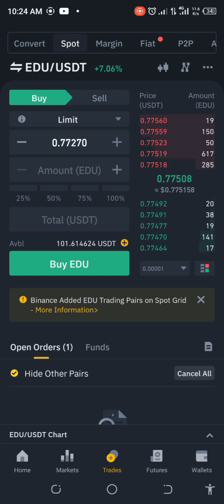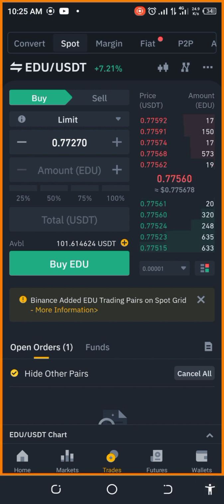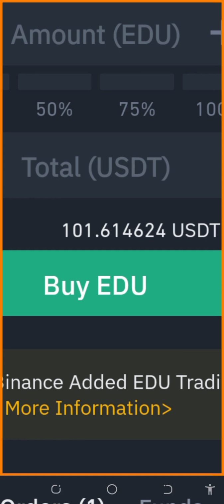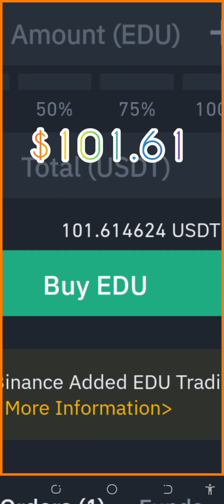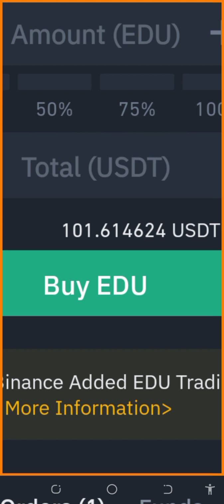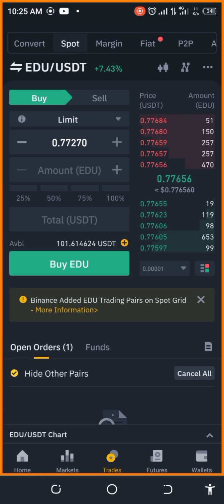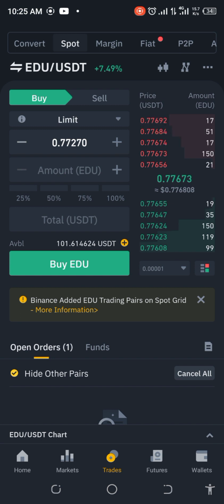Yes, it did. But EDU USDT has eventually sold. So what do we have here? We've got $101.61. Can you see we made $1.61? Remember we had the leftover of 34 cents, so when we set the convert limit order, that was to give us $1.27, which it did. So when we added all of that together, we have this.